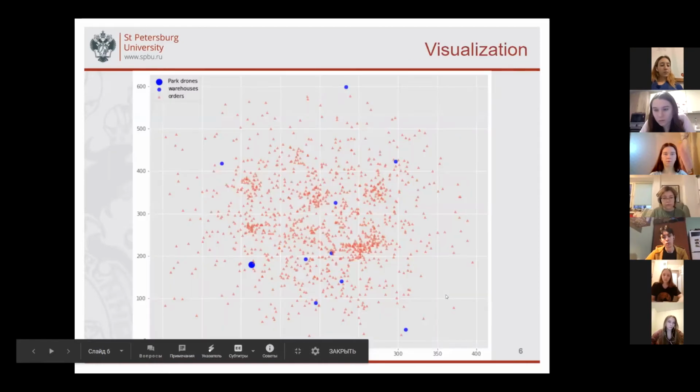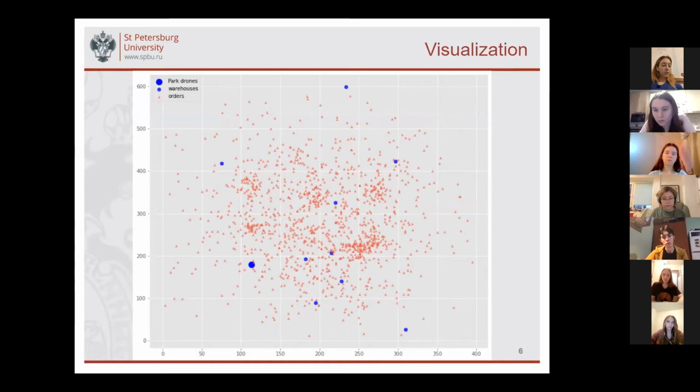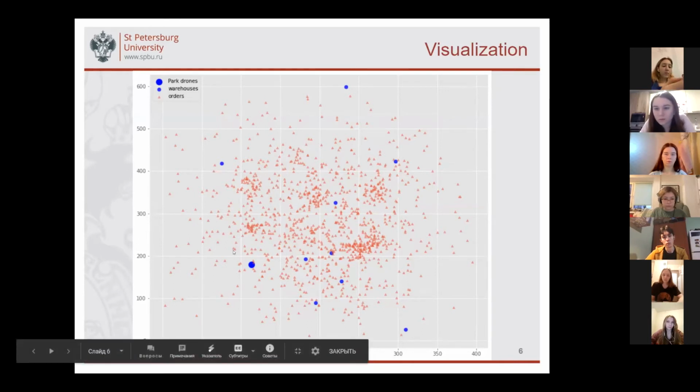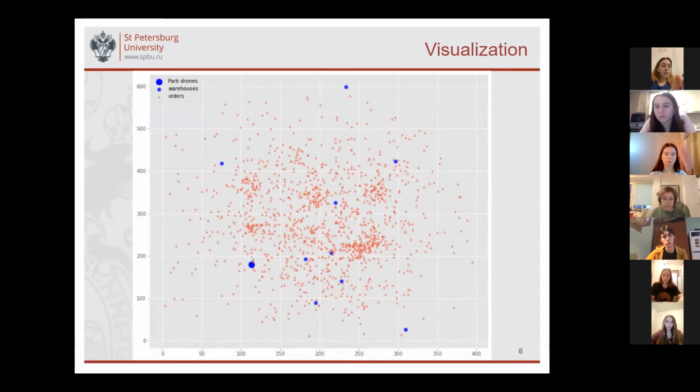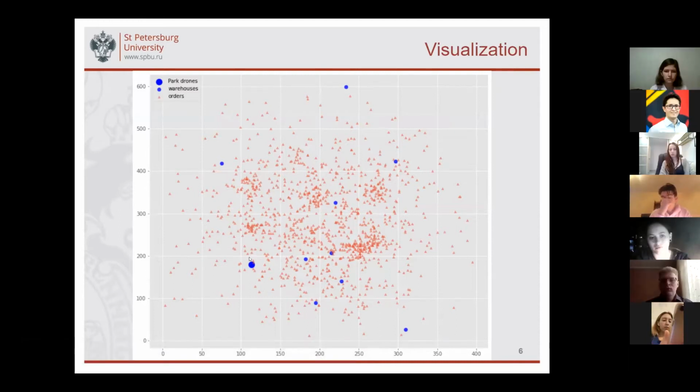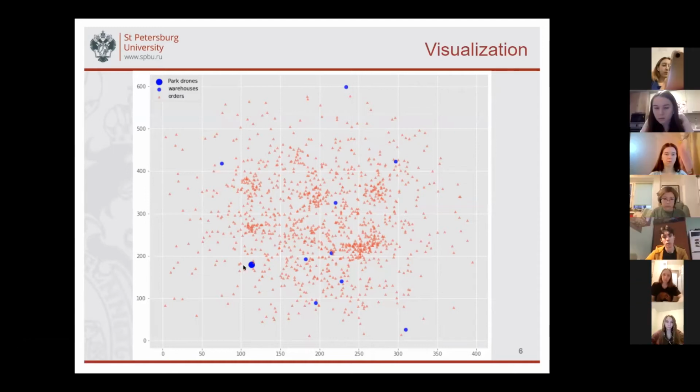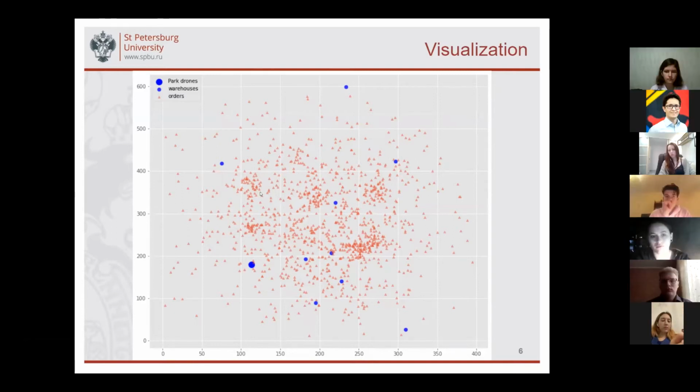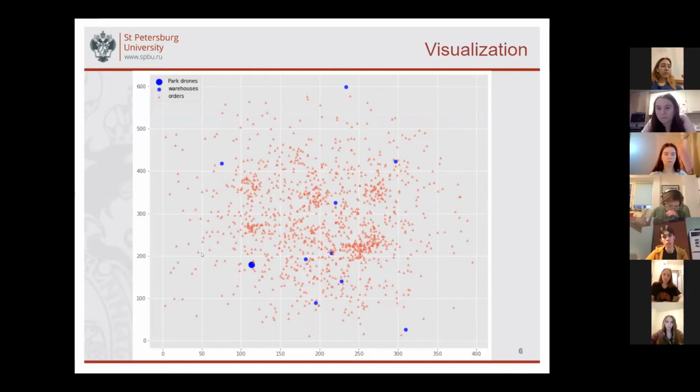On this slide, you can see a visualization of our data. The blue points are warehouses. The big one is the zero warehouse. At this point, the fleet of drones is located, and the small red triangles are orders.